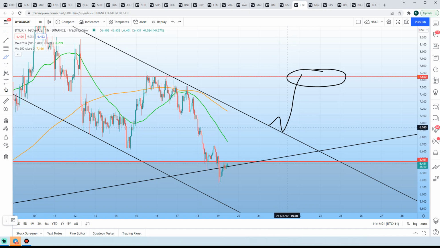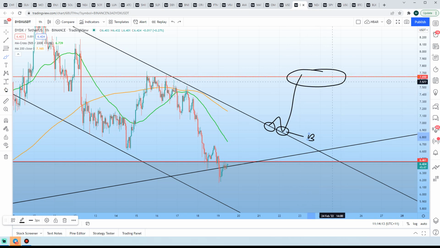My first entry would be either on a breakout here or a confirmation of a retest here. This will be the best possible entry right here. All right, that's the best entry to move upwards. My second entry, so second buy, would be here. I'd be buying 50% of what I want. So if I want to invest $100,000 in DYDX, I put 50K here, 50K here.